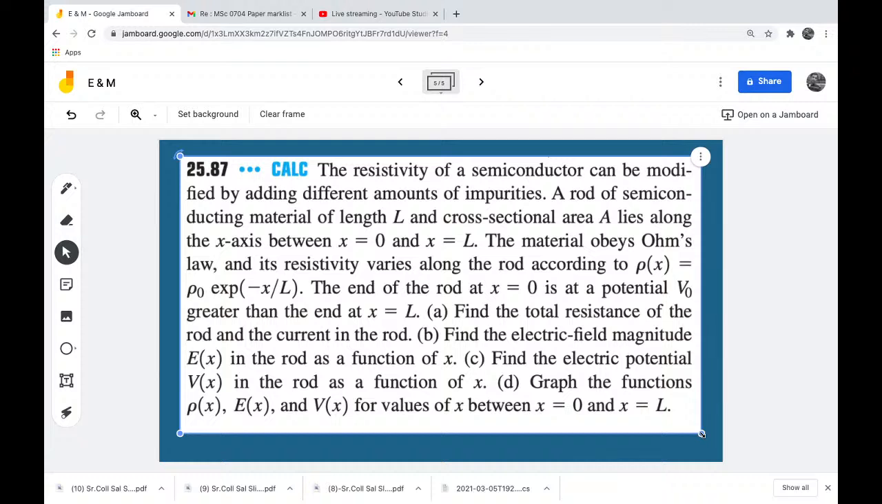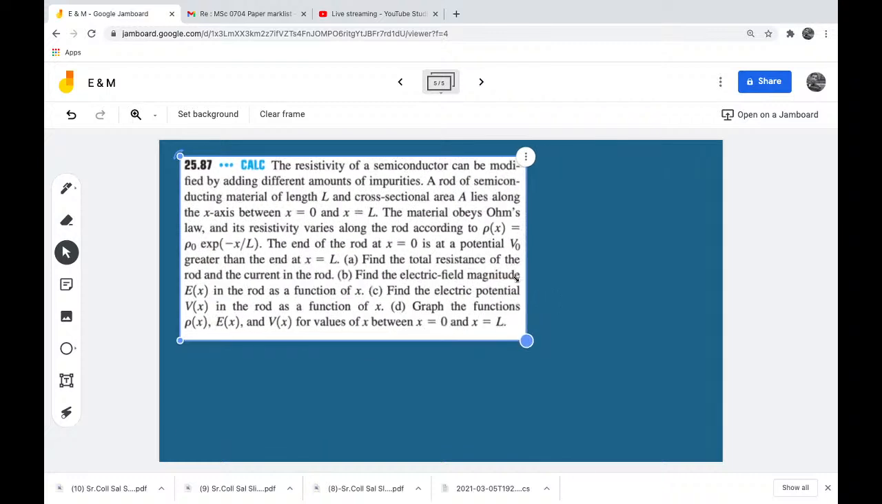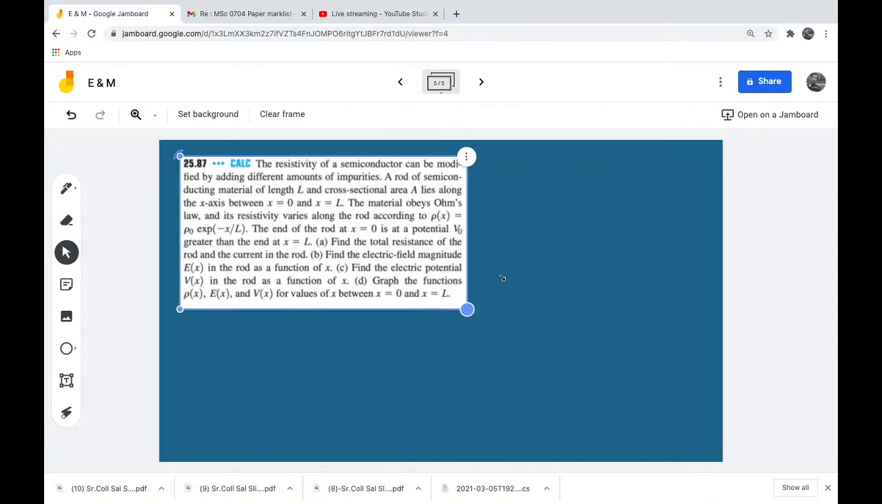The end of the rod at x is equal to 0 is at a potential V0 greater than the end at x is equal to L. Find the total resistance of the rod and the current in the rod. Find the electric field magnitude E of x in the rod as a function of x. Find the electrical potential V of x in the rod as a function of x. Graph the functions rho of x, E of x and V of x for values of x between x is equal to 0 and x is equal to L. So you can see that's a straightforward integration problem.